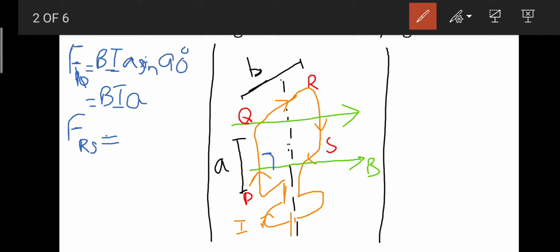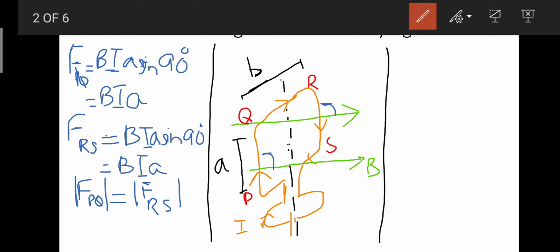Now choosing the side RS. Why I'm going to solve RS first is because this is exactly like PQ. So definitely the angle would be the same, that is 90 degrees. So the equation would ultimately become BIa. Calculating the value for FRS, we have BIa sine 90, and the value would be again BIa. So from here we see that in terms of magnitude, FPQ and FRS are equal to each other.